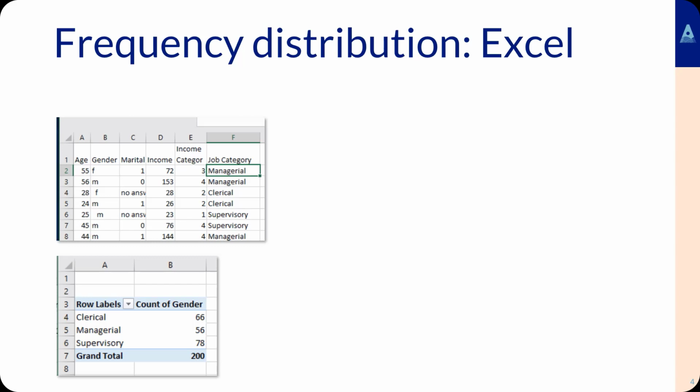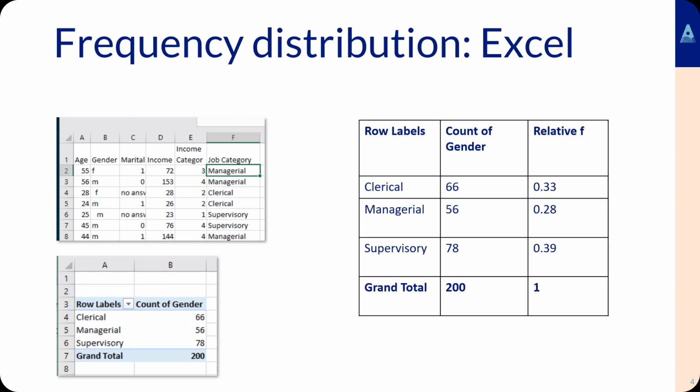So in Excel, we use a tool called pivot table. And the pivot table tool enables us to group everything by job categories and count the number of jobs in each category. So you can see there's an example of what the pivot table tool does. When we run the pivot table, and the instructions will be in the assignment, we get these counts of different job categories. So you can see that 66 of the records were clerical, 56 were managerial, and 78 were supervisory.